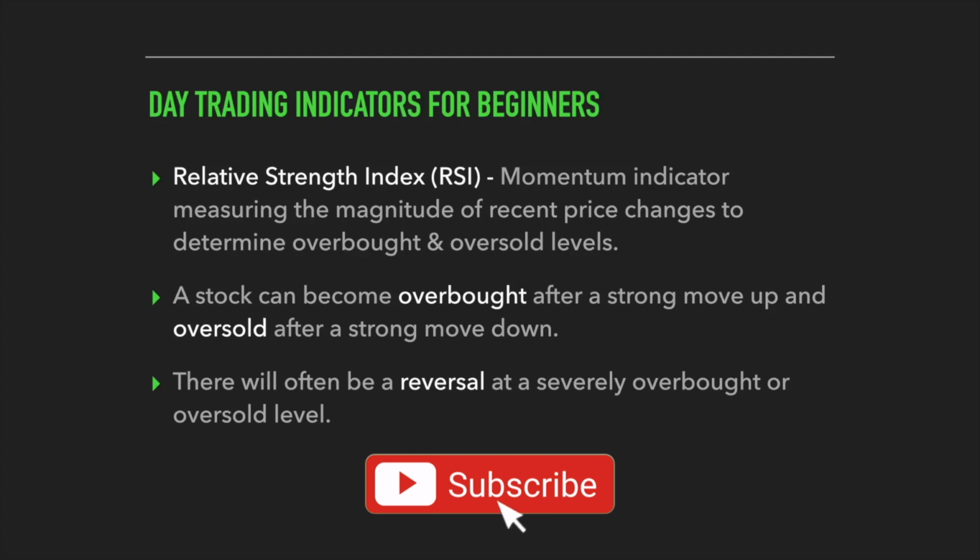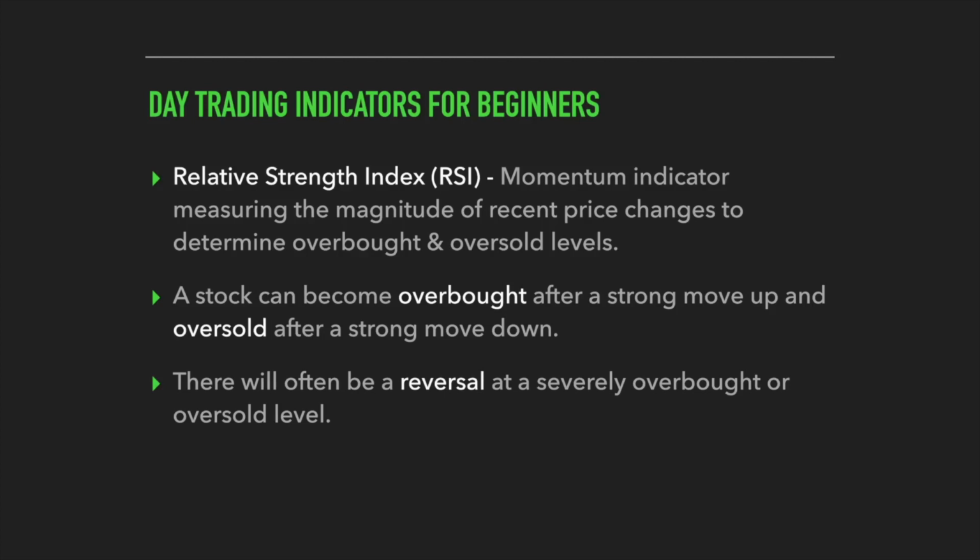And by definition, the RSI is a momentum indicator measuring the magnitude of recent price changes to determine when a stock is overbought or oversold. A stock can be considered overbought after it has a very strong move to the upside, and oversold when it has a very strong move to the downside.